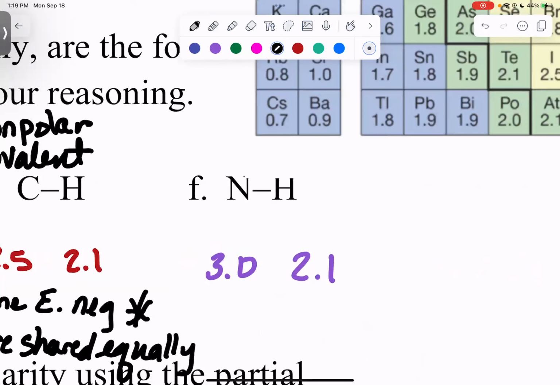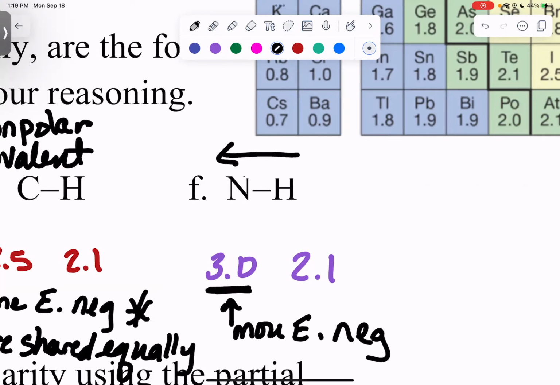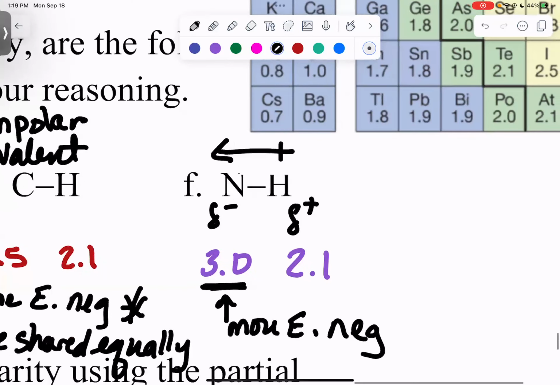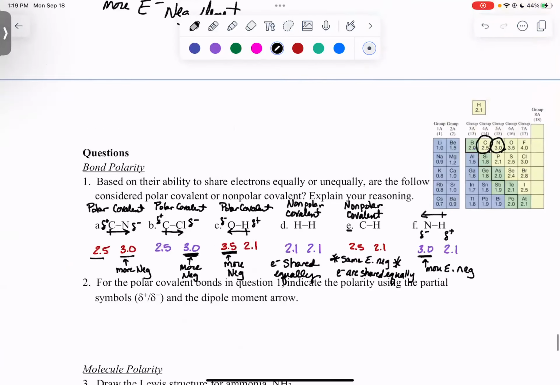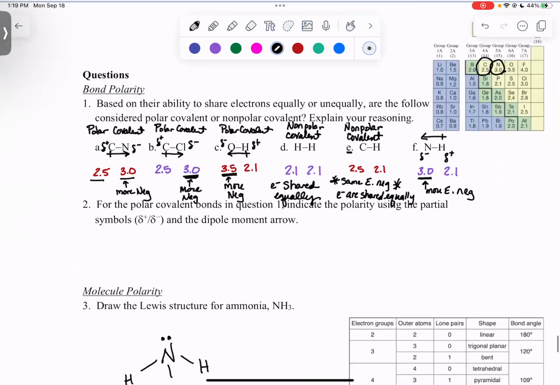All right, nitrogen and hydrogen. Nitrogen is more electronegative. That means that electrons are going to go hang out with nitrogen more, less with hydrogen. Nitrogen is going to be partially negative, hydrogen partially positive. Okay, so then it says indicate polarity. We did that.